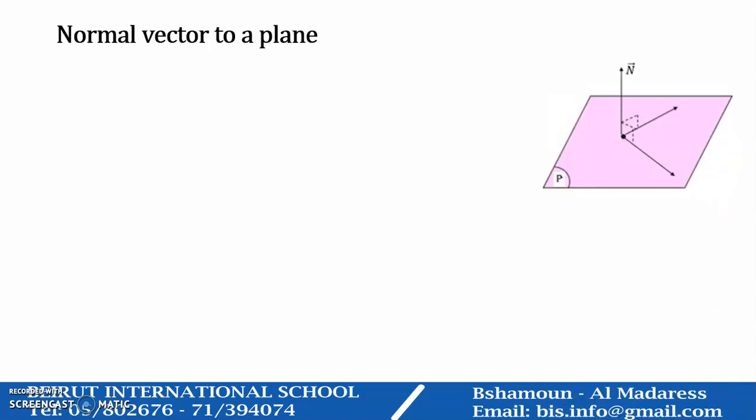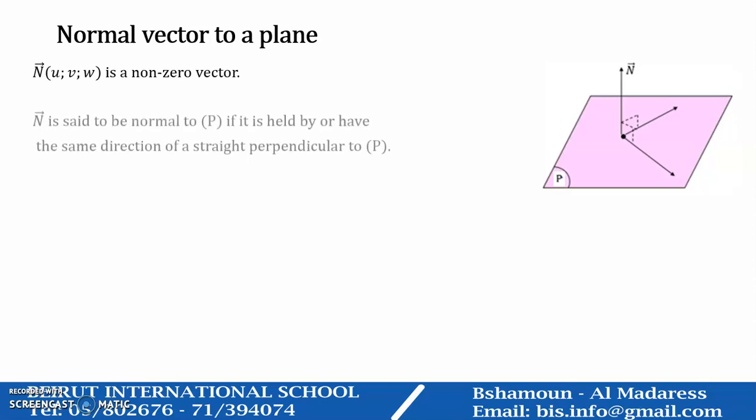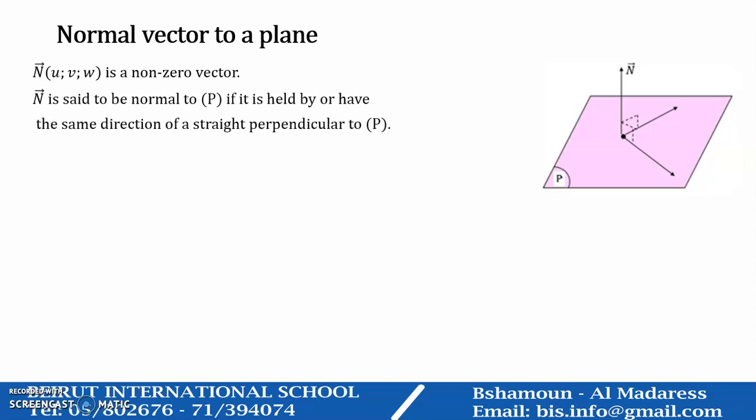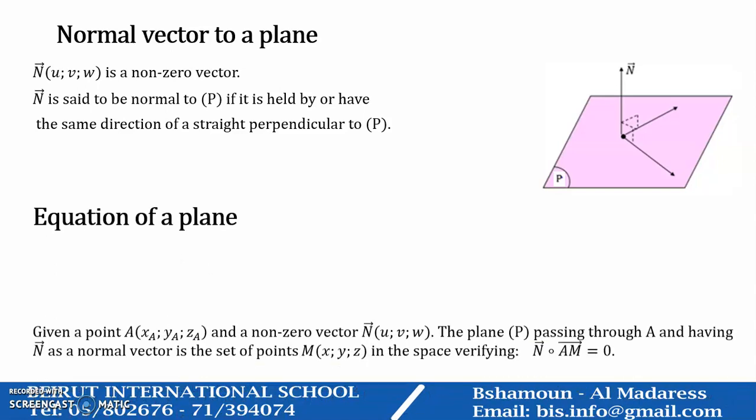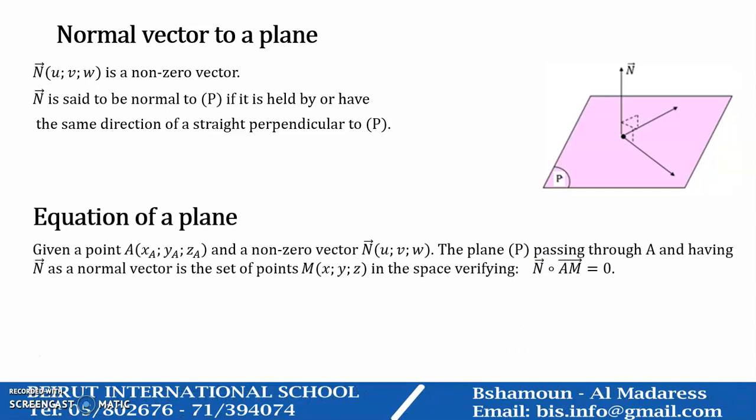A normal vector to a plane is a vector held by, or having the same direction as, a straight line perpendicular to a given plane. In other words, it is held by a straight line orthogonal to all the straight lines in the plane. So suppose that n has coordinates u, v, and w, and n must be a non-zero vector. How can I determine an equation of a plane?